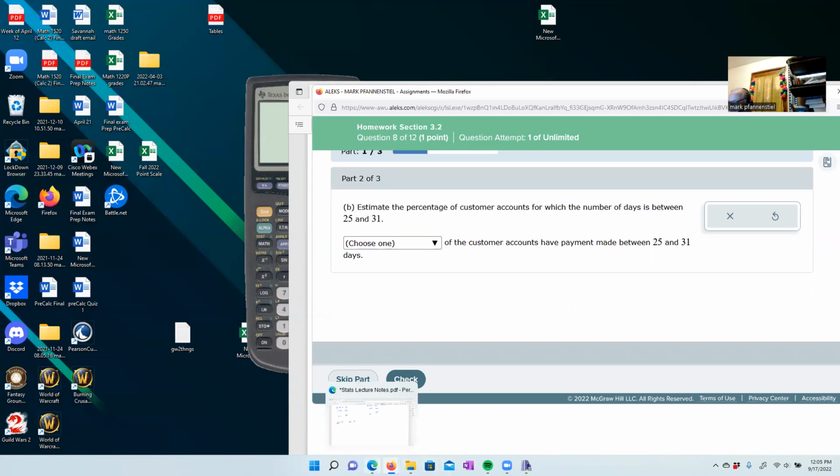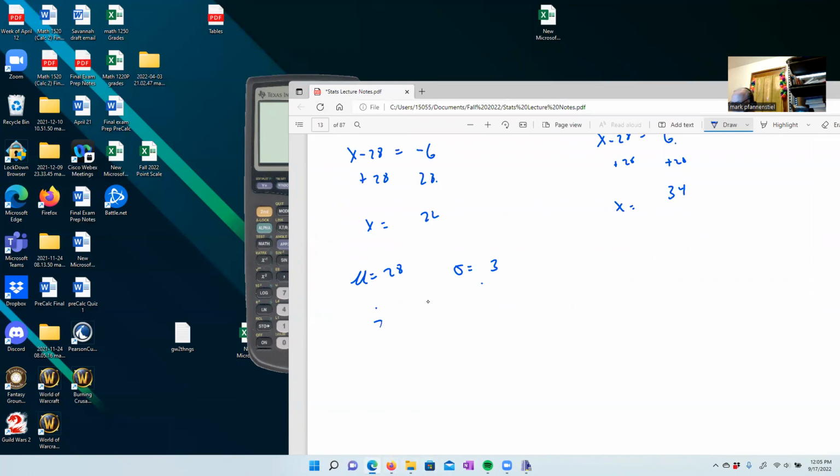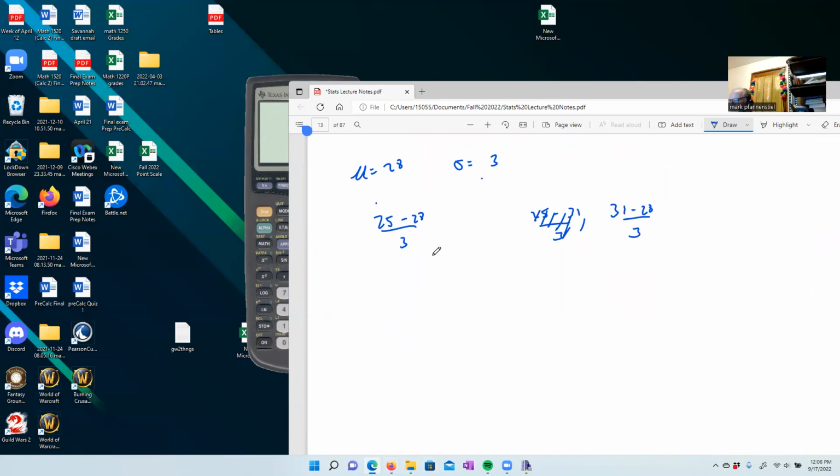So we're going to say 25 and 31. We want 25 minus 28 divided by 3, and 31 minus 28 divided by 3. That's what I want. So 25 minus 28 is minus 3, divided by 3, 3 over -3 is -1. And this is 3 over 3, that's a positive 1. So what percentage of the data was within one standard deviation of the mean, between -1 and +1? That was 68%.